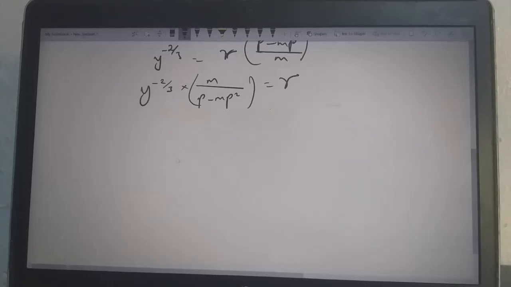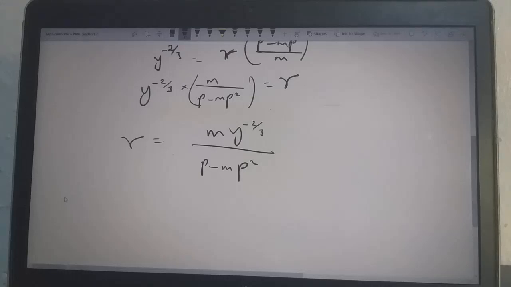And so what we are going to do next is we just tidy up our work. We are already done. Just tidy up and say r equals m y raised to the power -2/3 all over p minus np squared. So that is the formula when r is the subject.